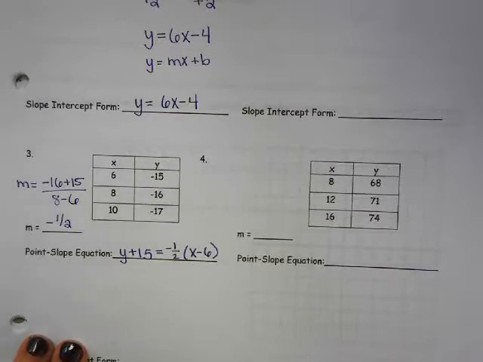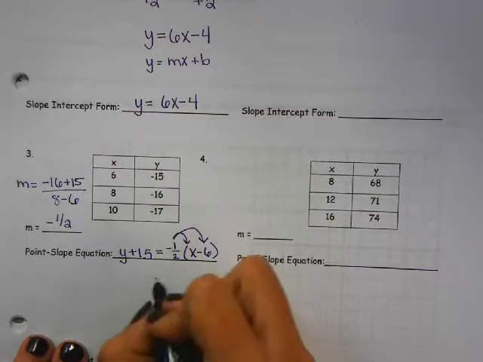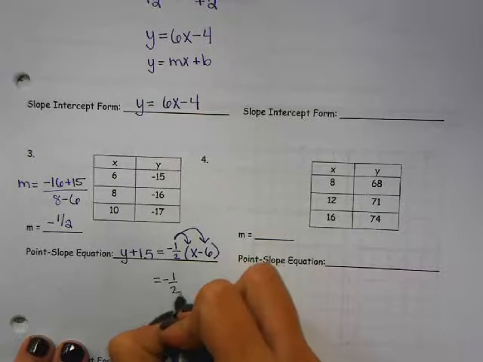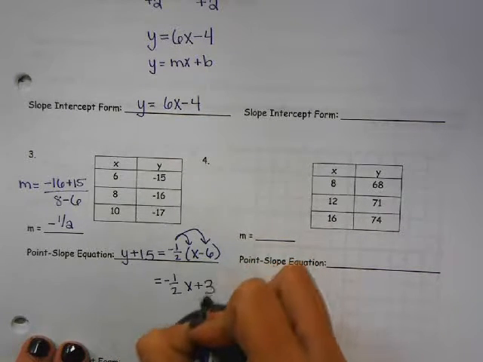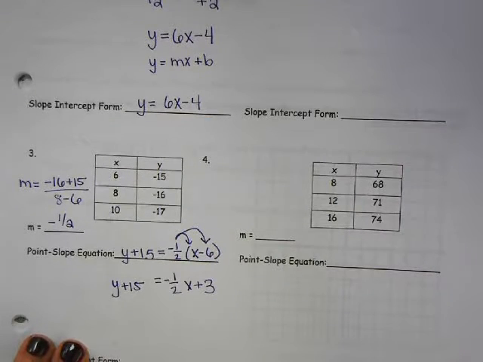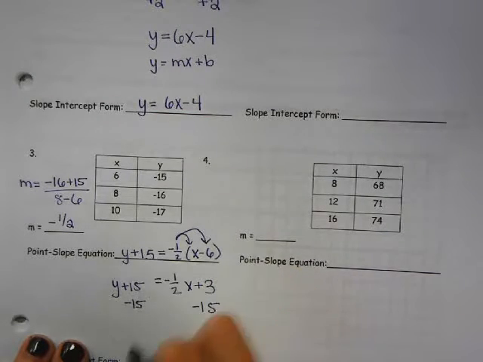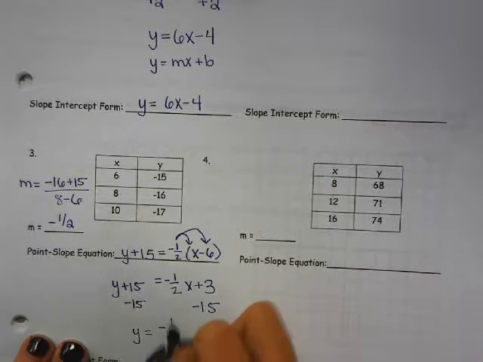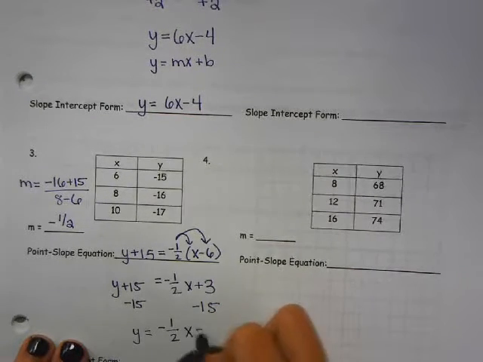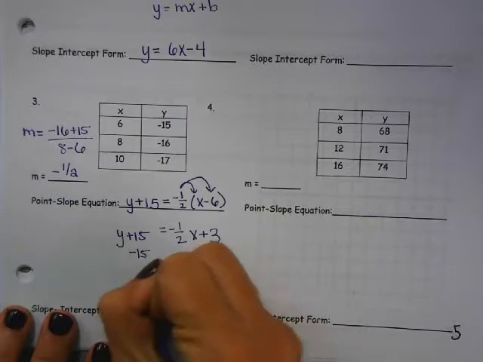Okay? I'm going to do the exact same thing. I'm going to start by distributing. So I get negative 1/2 x plus 3. And this does not change. Okay, now I can subtract my 15. So I subtract 15. So I get y equals negative 1/2 x minus 12. It's now in the form y equals mx plus b. So I can copy it down.